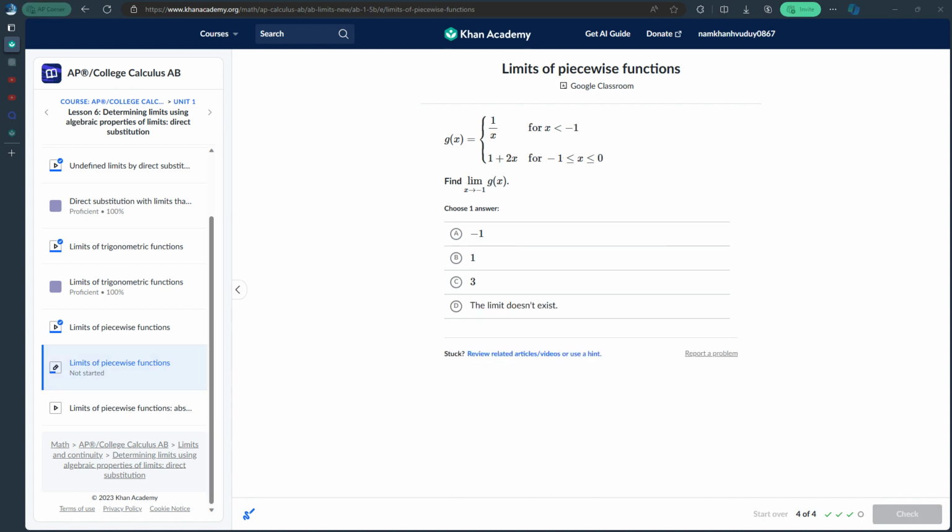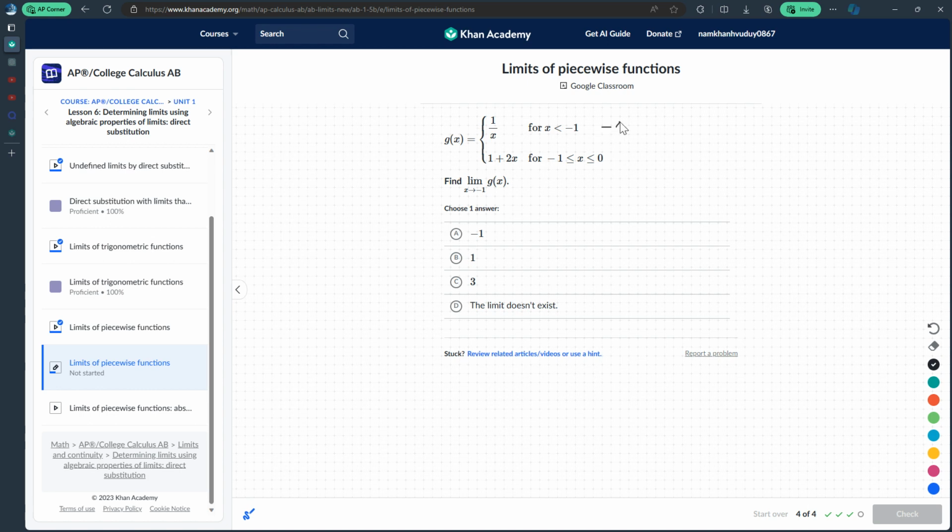Alright, so we reached the last question, which I've redone. Now we have this one, x approaches -1, and we have two sides. This is the right side, this is the left side. So we're going to compare one on -1, it equals -1, and I'm going to note that. So it's -1, and for -1 this.